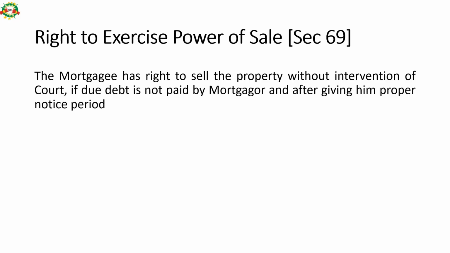Right to exercise power of sale. The mortgagee has the right to sell the property without intervention of the court if the due debt is not paid by the mortgagor and after giving him a proper notice period. So the lender can sell my property without help of the court as per Section 69 of the TP Act if my loan amount is due and after giving proper notice to me as a borrower.